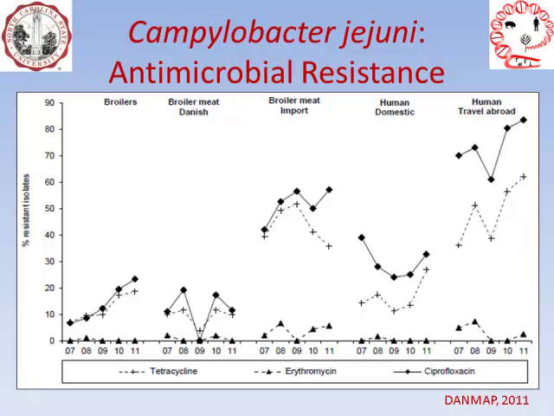So the key thing that you really get from this graph is, why is the resistance still going up? Why are the infections resistant to Campylobacter in humans also going up? Okay, keep in mind that the common link here is consumption of poultry being the number one risk factor for getting infection with Campylobacter.